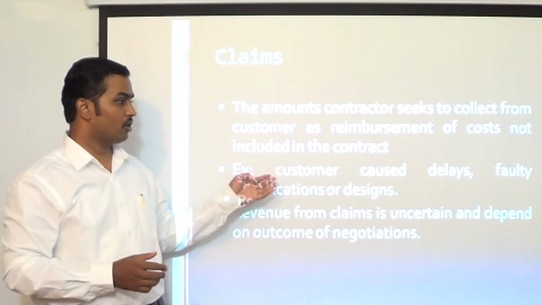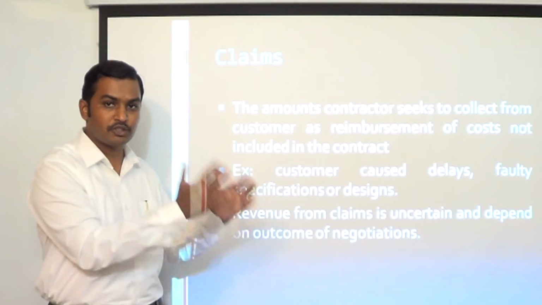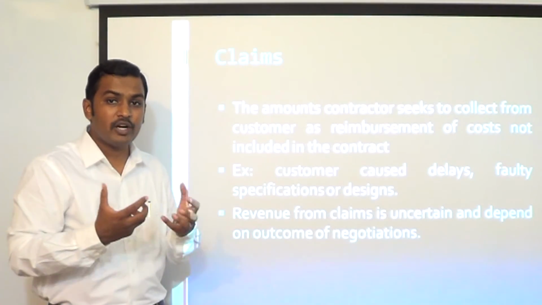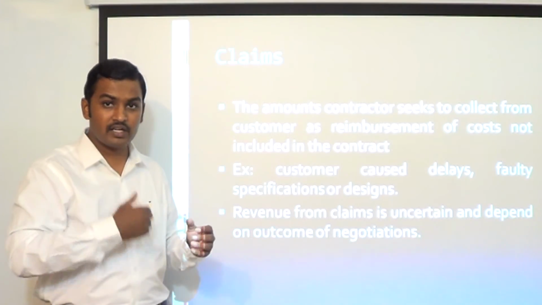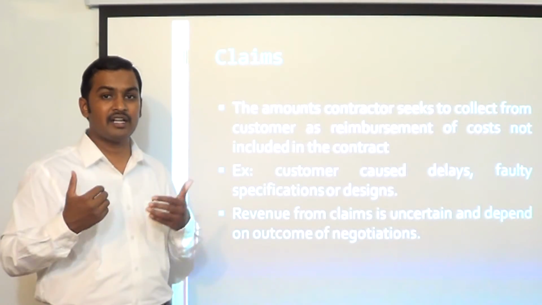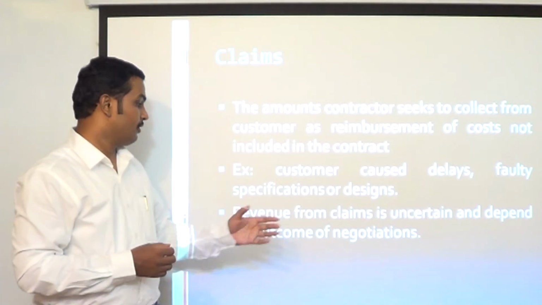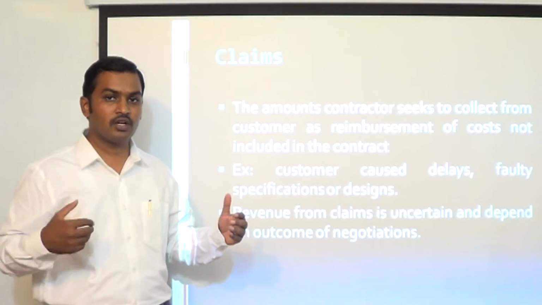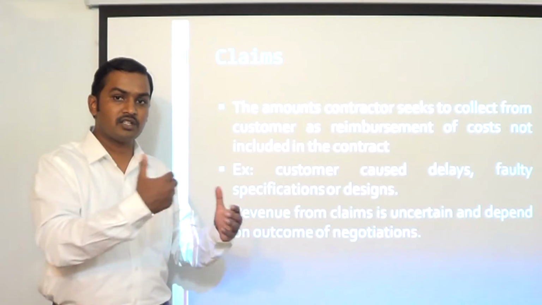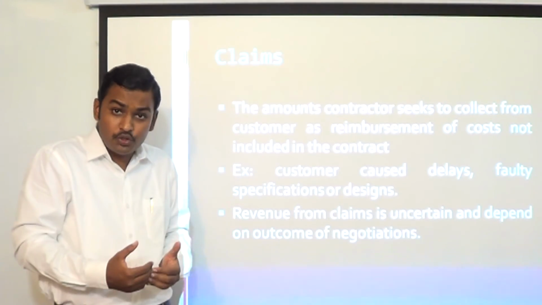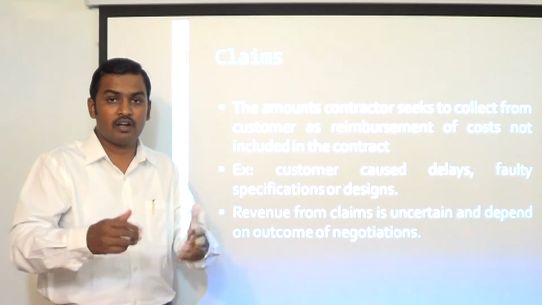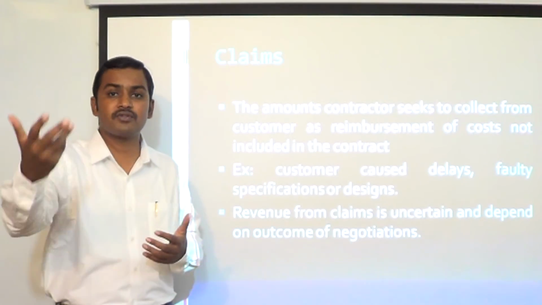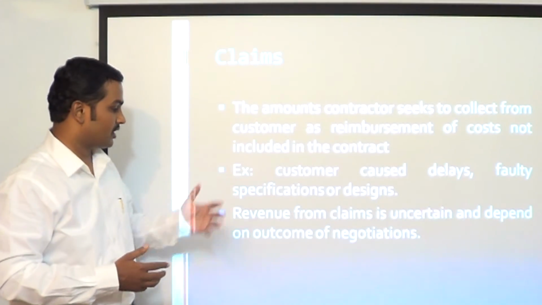When will claims arise? Because of customer cost delays. The customer is not able to give possession of the land on which I have to construct the work, or the customer has not been able to arrange for the relevant permissions for continuing the activity. I am ready to do it, but I am getting delayed because of delays on the part of the customer. Faulty specifications or designs: he has given some faulty specification or faulty designs based on which I am doing the construction activity, and during the construction we find that the design is faulty and we are required to stop the work and change the design now. It will incur some extra cost for the contractor, which he would like to claim from the customer. Such amounts are classed as claims.